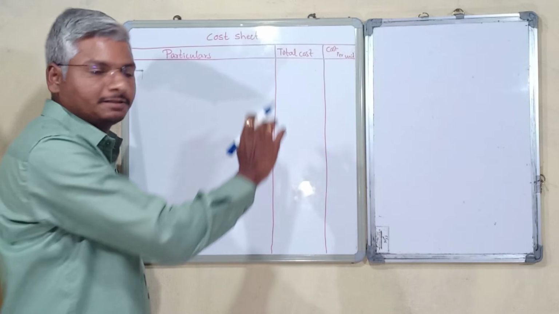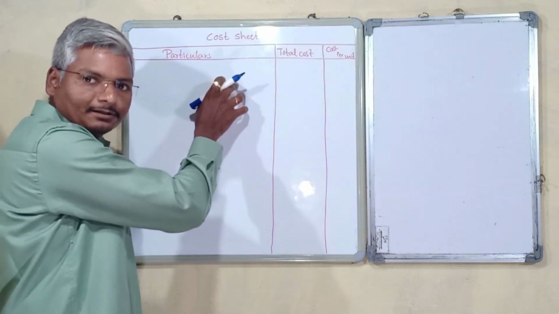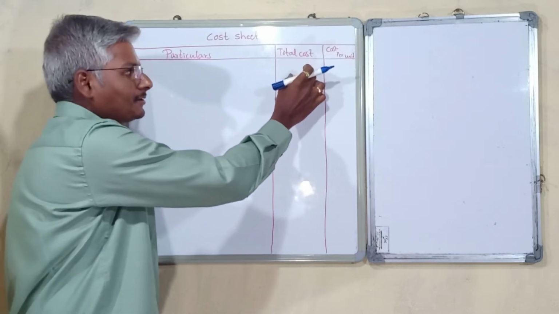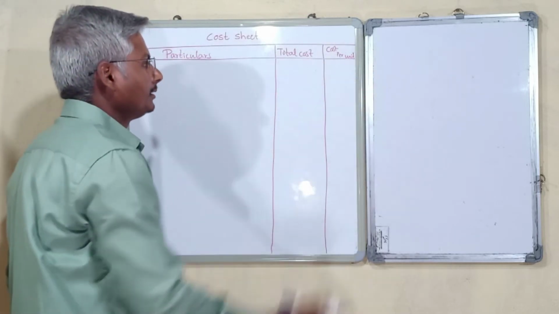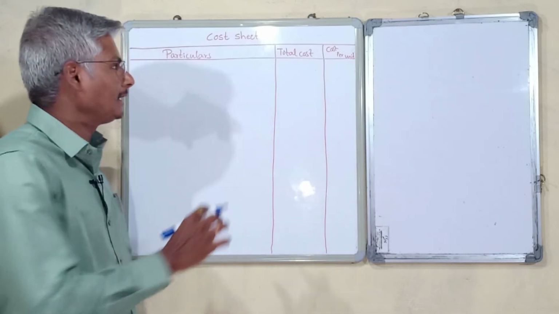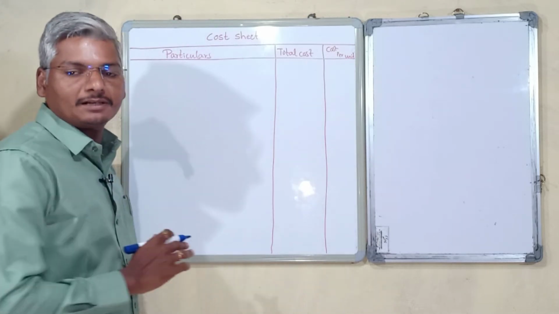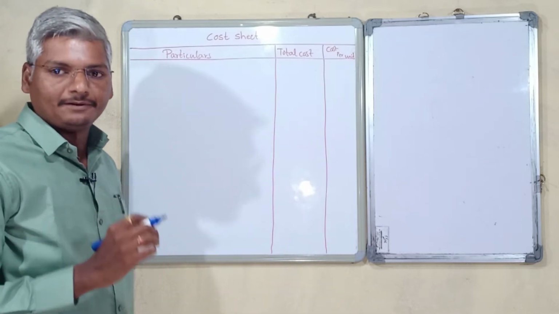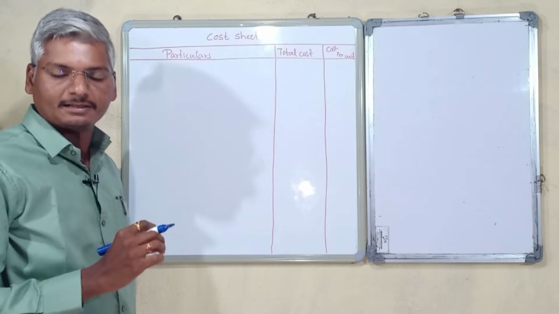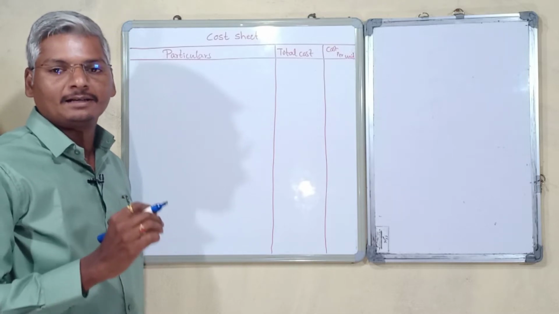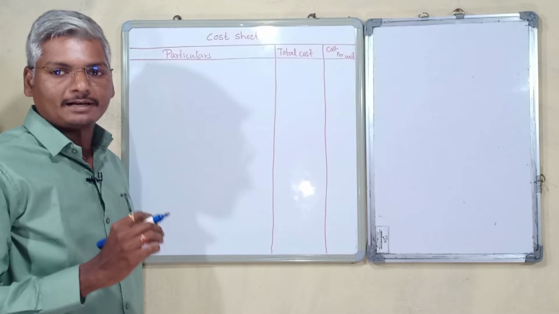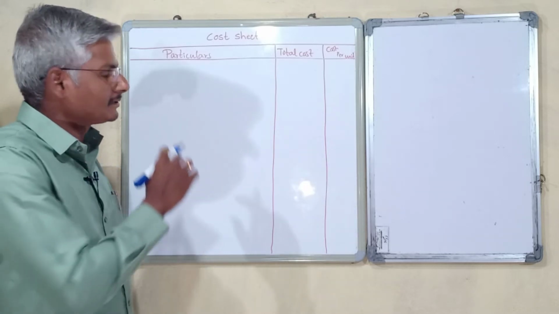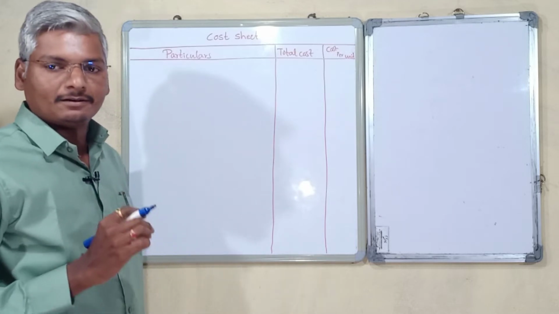This is the cost sheet, and here the columns are the particulars, total cost, then cost per unit. Already we know we have the various breakups in a cost sheet. It starts with direct material, direct wages and direct expenses, and for that we need to add factory overhead, office overhead, selling and distribution overheads. So these all breakups are there. First I will start with direct raw materials.